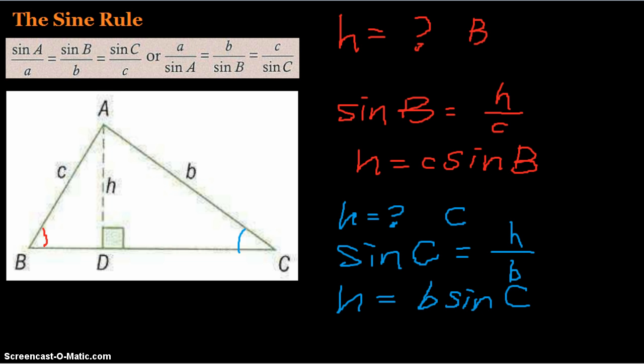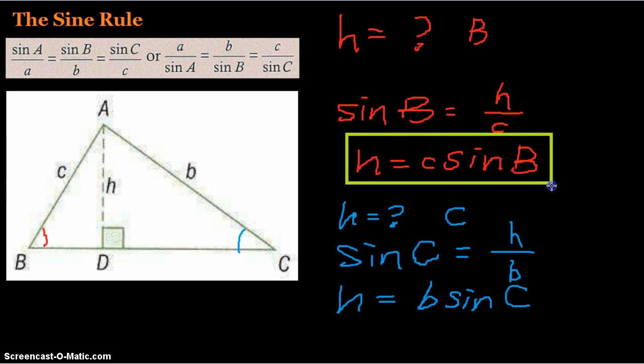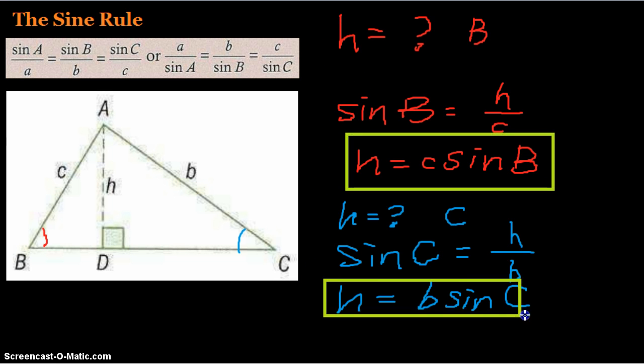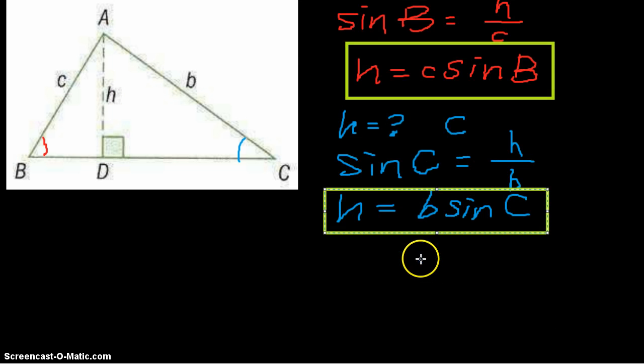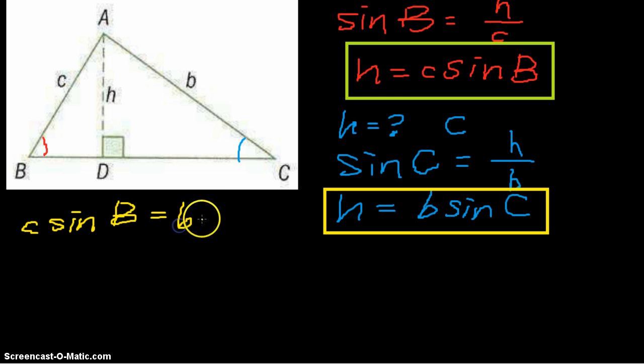Okay, so I have just found two expressions, and they are both expressions of h. One is over here, and another one is over there. I'm going to make them equal to each other, because they're both h, which means they are the same thing. So let me use yellow. I'm going to have c sine B. Be careful with the capital or lowercase. c sine B is equal to small b sine big C.